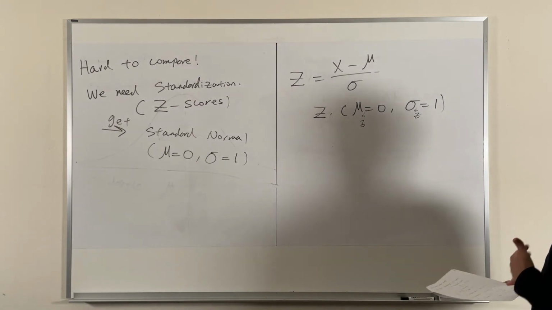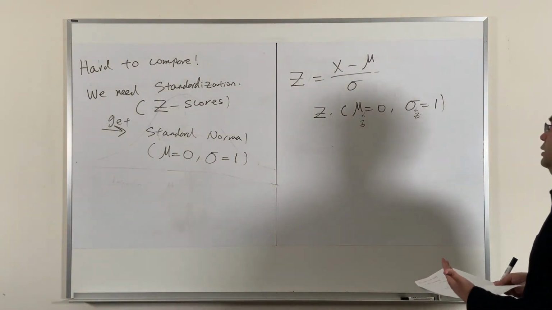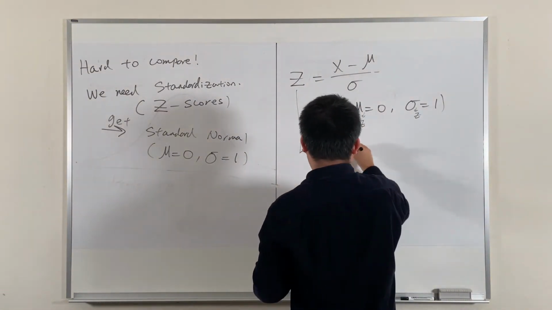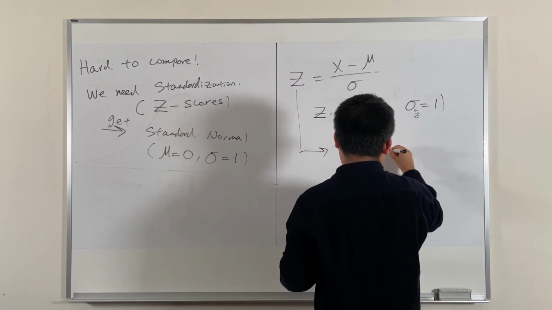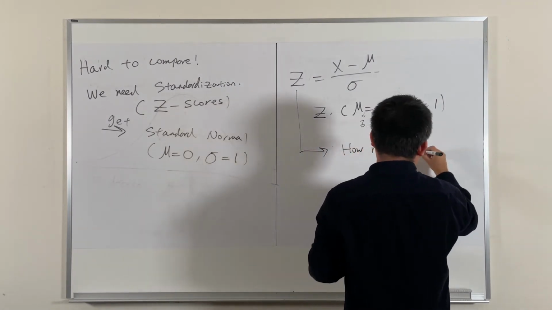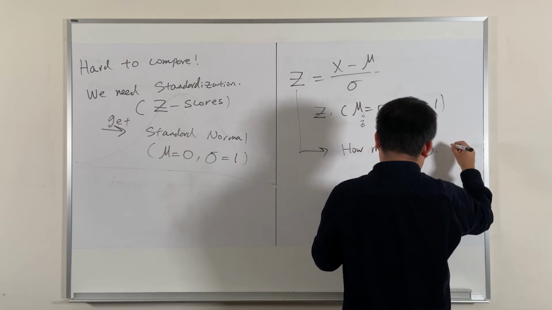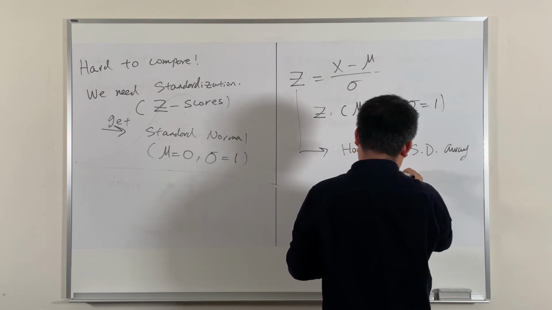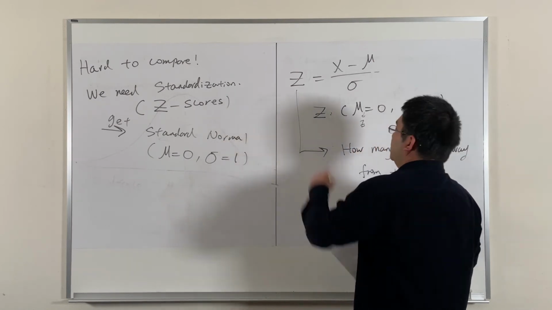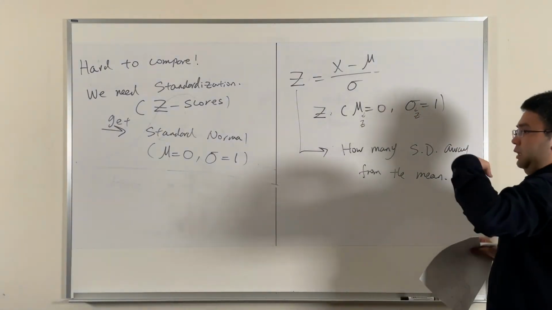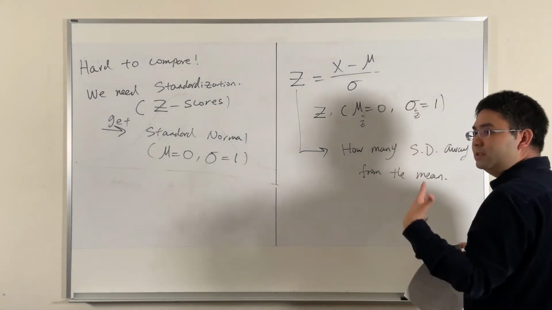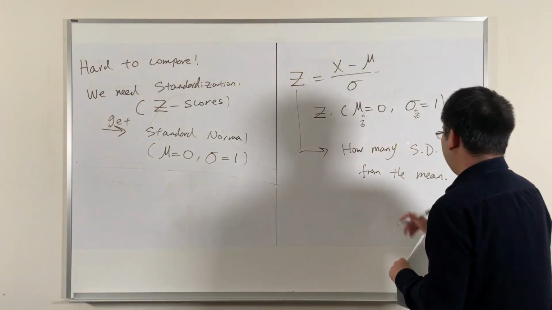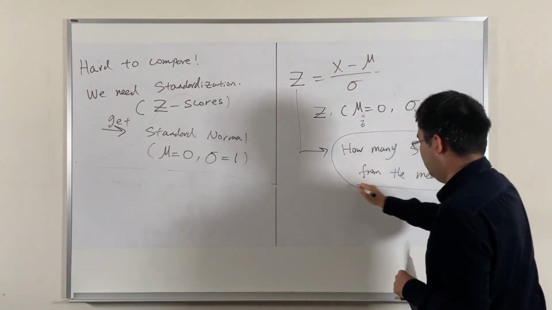So what is the interpretation for z? Z here, the interpretation is how many standard deviation away from the mean. Okay, so z-score here tells you the value you're looking at, how many standard deviation is this value away from its mean. Okay, so that's the interpretation for z.